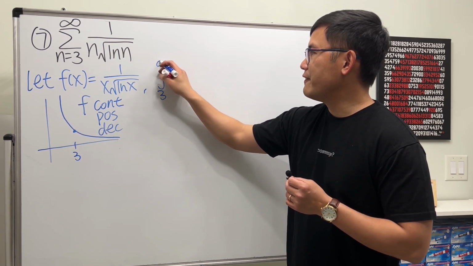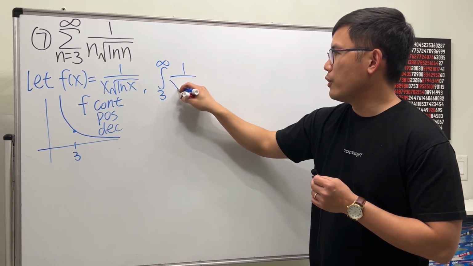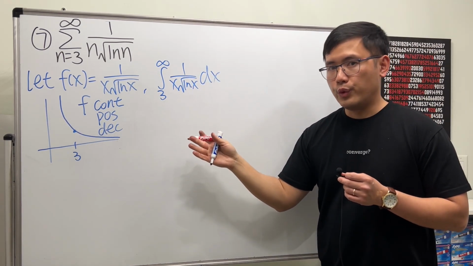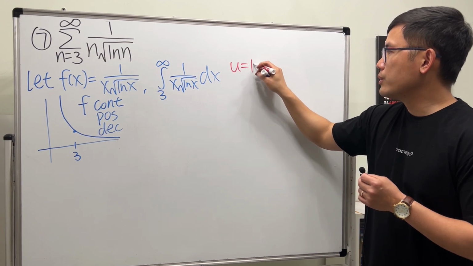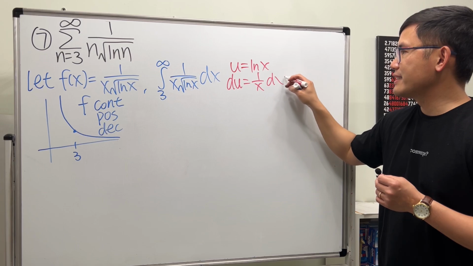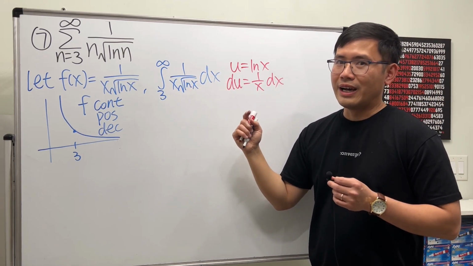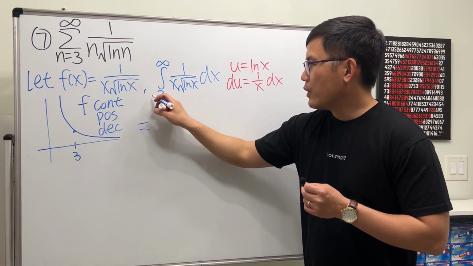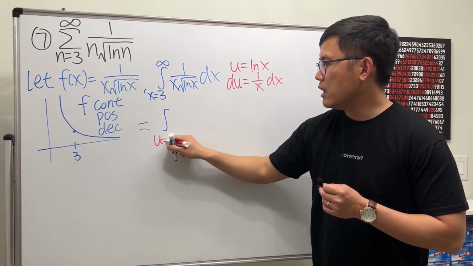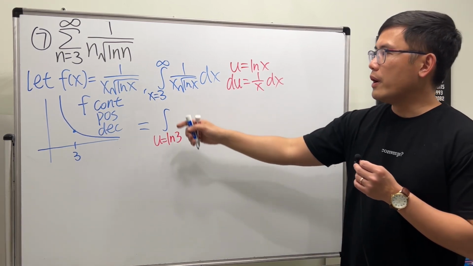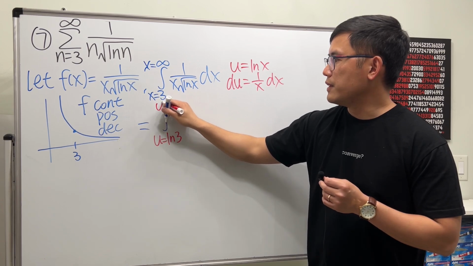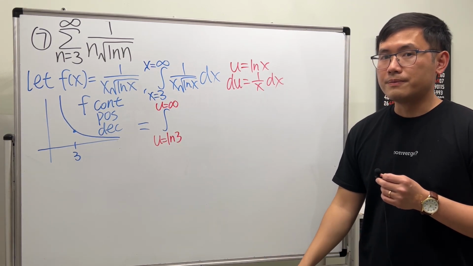So now we can just go ahead and check our improper integral, and we go from 3 to infinity, and then we have the function 1 over x square root of ln x. For this one, we do a u sub, letting u equal to ln x. du is equal to 1 over x dx, and that's exactly what we have here. So when x is equal to 3, u will go from ln 3. And then when x is equal to infinity, ln of infinity will give us infinity. So u goes to infinity as well.